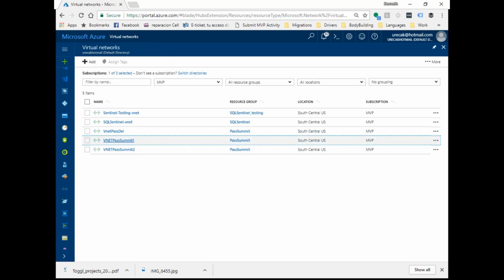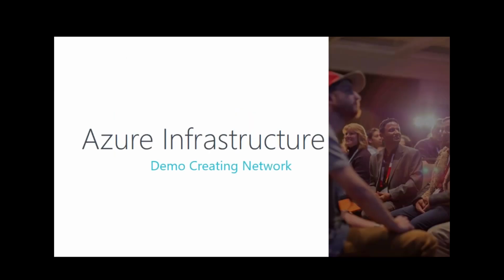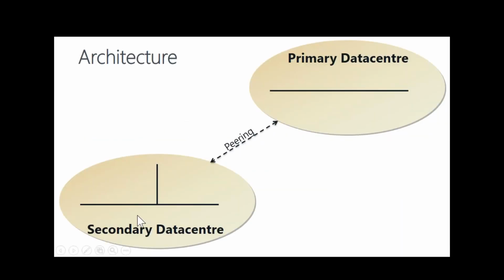Okay, so now that you have those 2 VNets and they're peering, you have the basic of the configuration itself. So what we have right now is two data centers communicating with each other, 2 VNets communicating with each other with peering. That is the only thing we did.